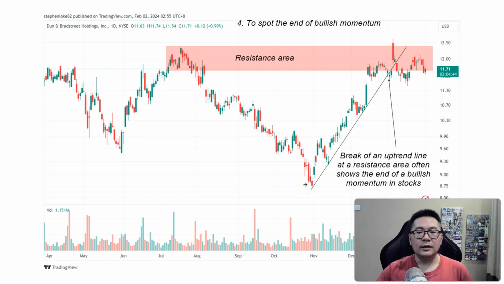This stock, Dun and Bradstreet, rose rapidly from November up to early 2024. Then it broke below an uptrend line. You can see that it just traded sideways. Now, many times when the stock drops below an uptrend line, it doesn't mean that it's going to crash. It might mean that the bullish momentum is ending, and especially if there's a resistance area overhead here, it is a signal that maybe you should take profits. So it's a good idea to combine uptrend line analysis with support and resistance analysis.